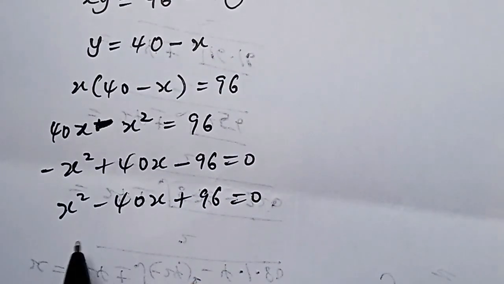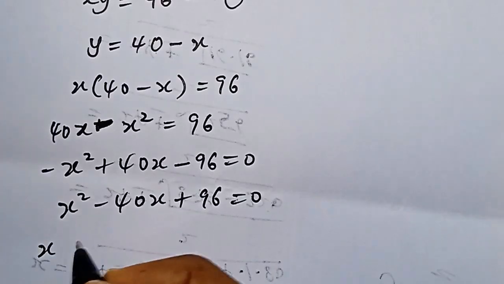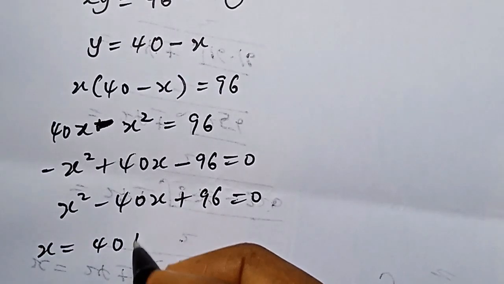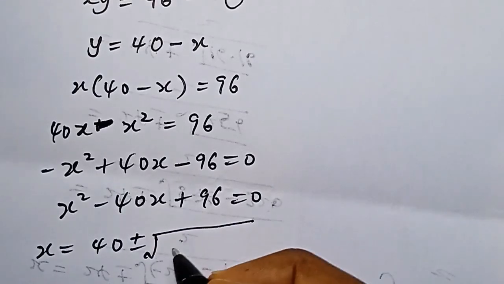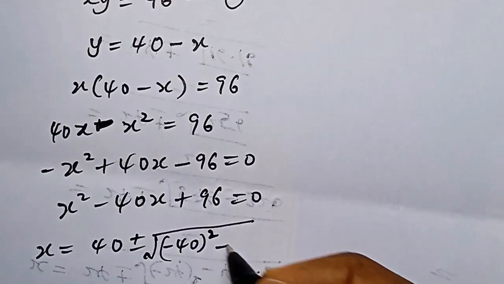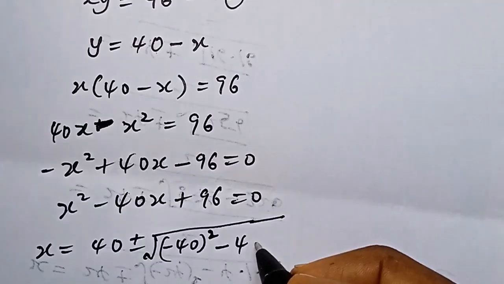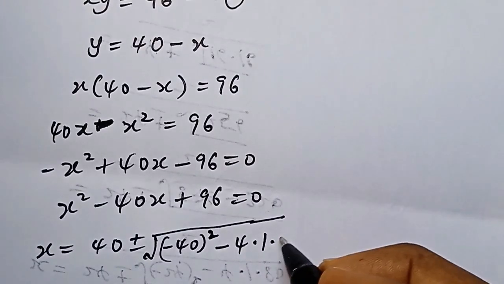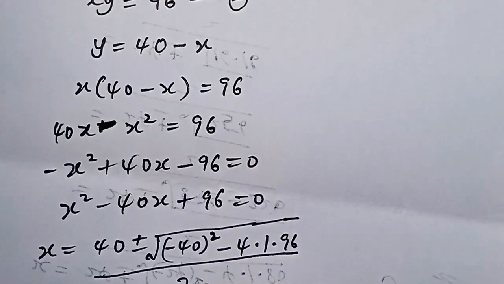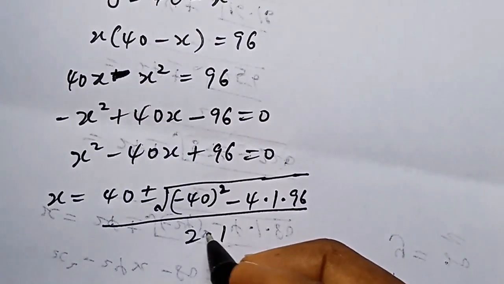So using our quadratic formula, we use it to resolve this quadratic equation. So we now have x equals 40 plus or minus the square root of minus 40 raised to power 2, minus 4 multiplied by 1 and multiplied by 96, everything over 2 multiplied by 1.